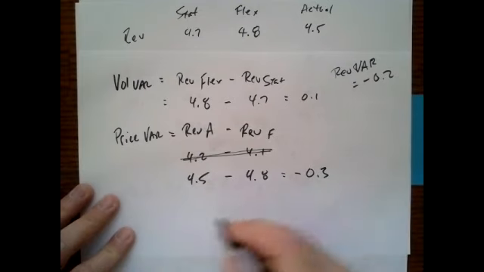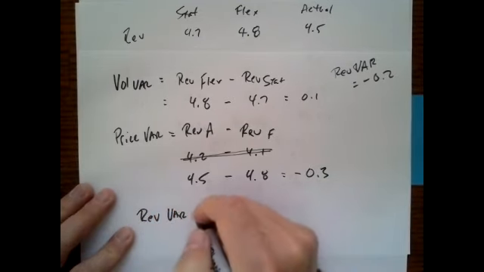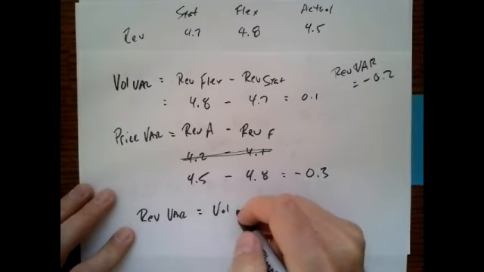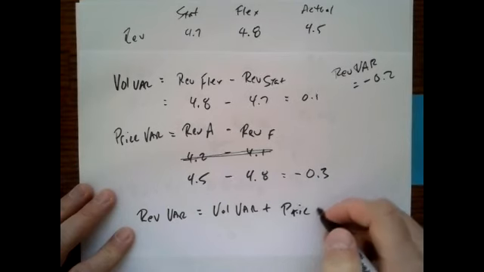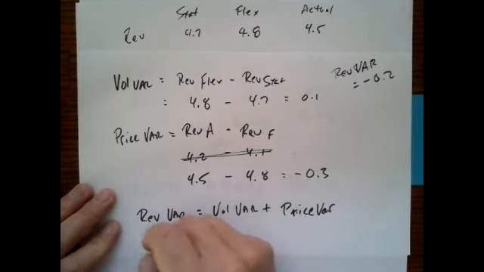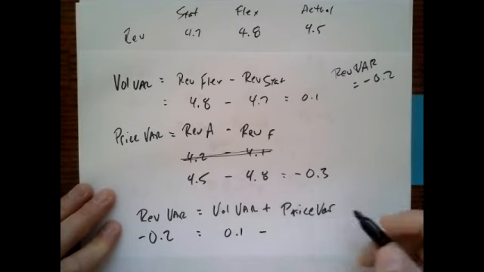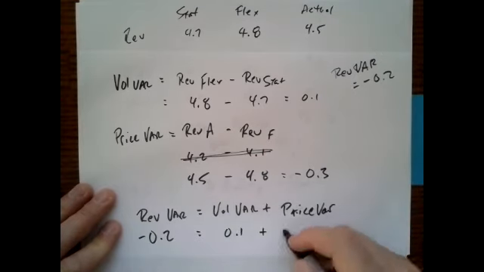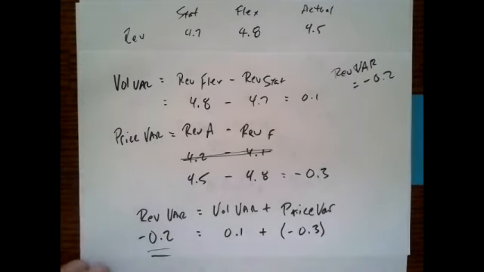If we add those two together, revenue variance decomposes into volume variance plus price variance. So revenue variance was negative 0.2, volume variance was positive 0.1, but price variance was negative 0.3. When we add 0.1 to negative 0.3, we get negative 0.2.